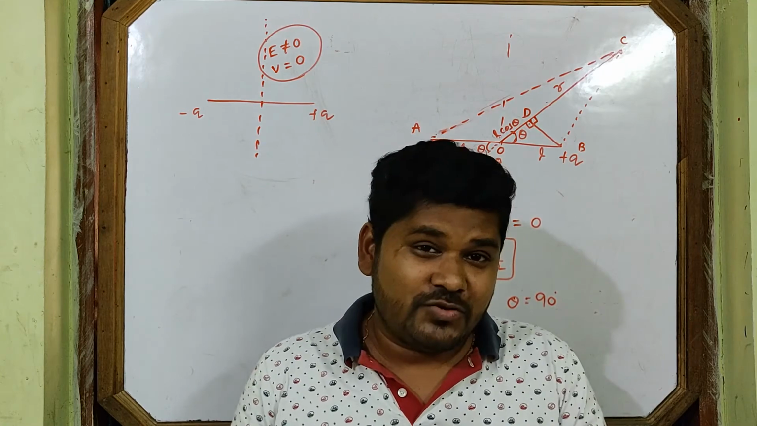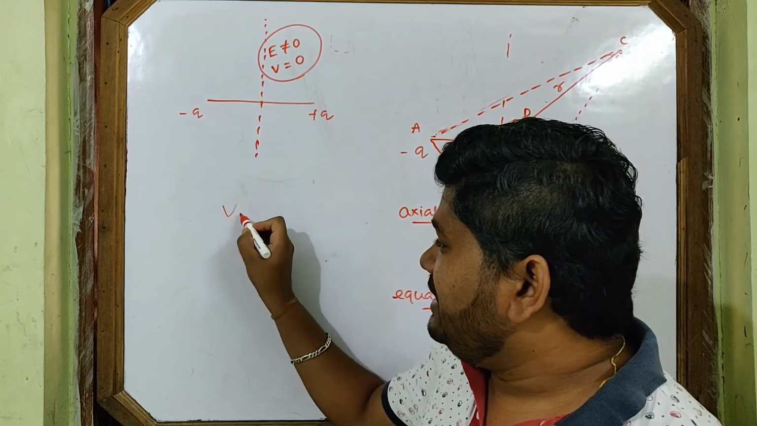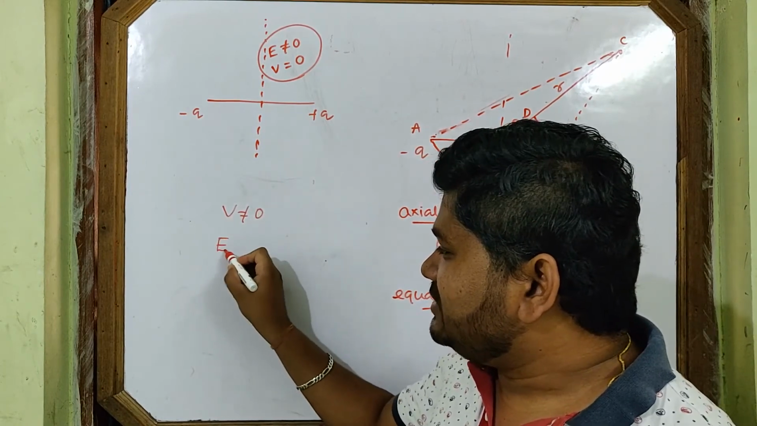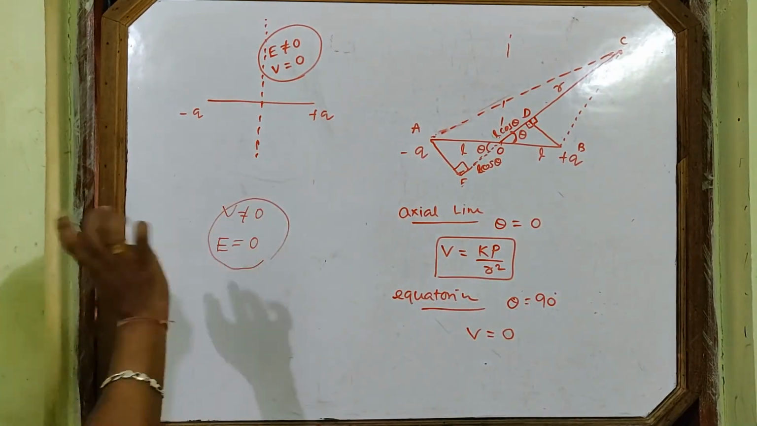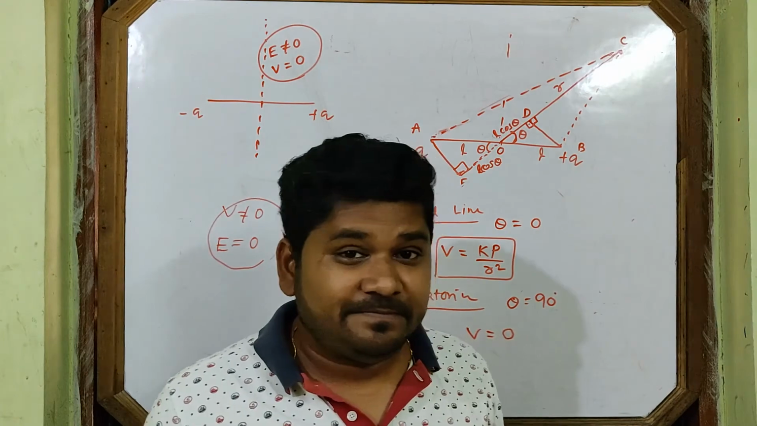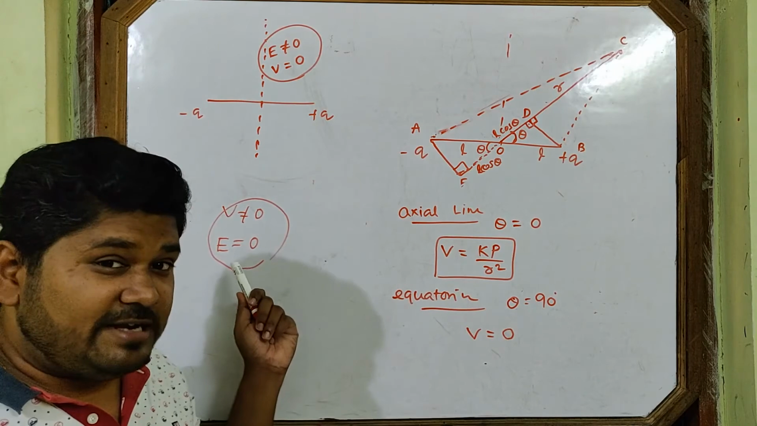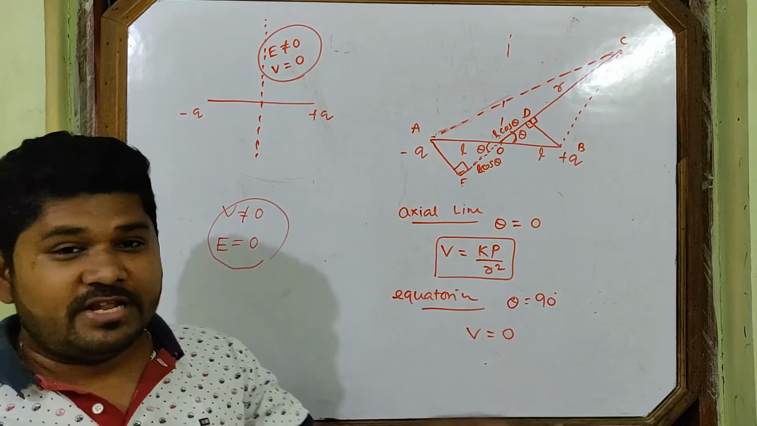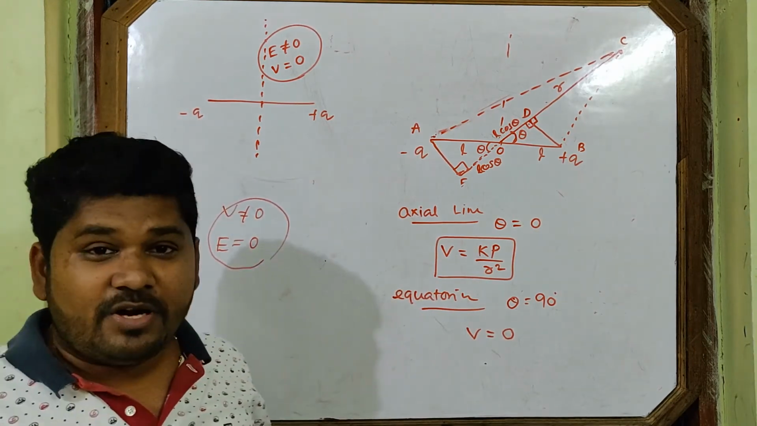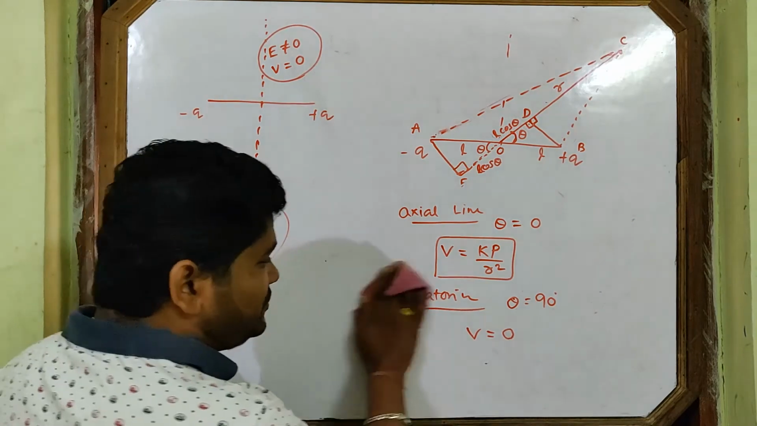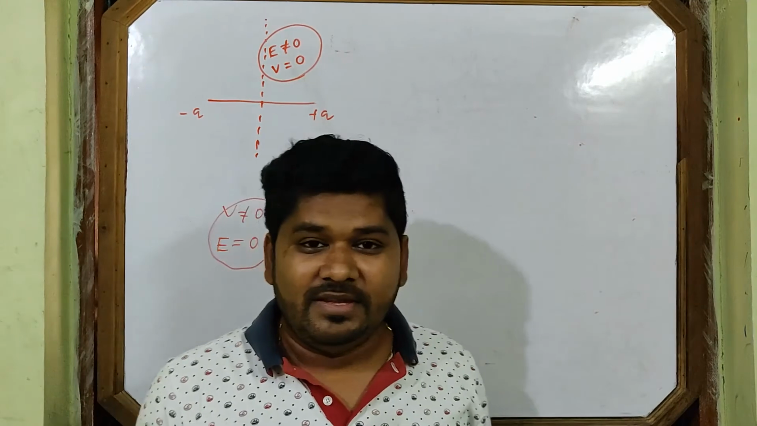This question may come in the reverse way. I am just changing the question. Okay, I am now making V non-zero, E 0. Question may come like this. Is there any point having 0 intensity but non-zero potential? Is there any point where intensity will be 0 but potential will be non-zero? Let's think. Yes.